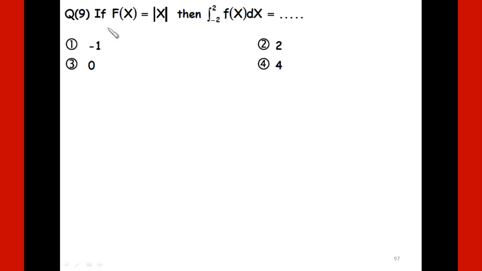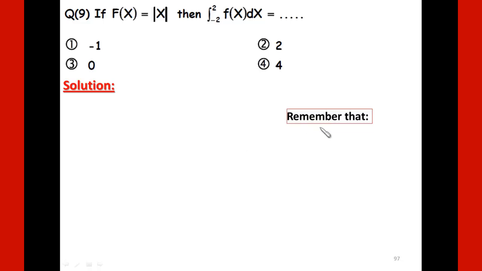Question 9. If f of x equals the absolute value of x, then the integral from -2 to 2 of f of x dx equals: -1, 2, 0, or 4. Solution.